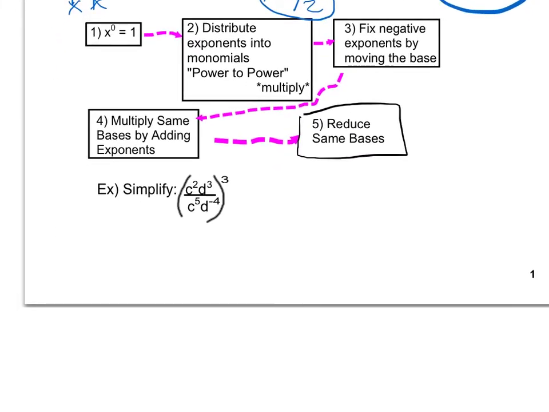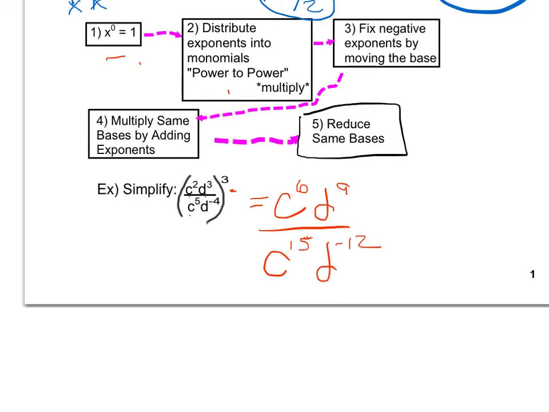I'm going to go ahead and look at the first example where I'm asked to simplify this expression. First thing I check for moving through my flow map is, do I have anything raised to the 0 power? It doesn't look like it. So I'm going to move across and ask myself, do I have anything I can distribute? Well, yeah, I do. I can distribute this 3 on the outside to every single component on the inside, giving me c to the, I multiply my exponents, so to the 6th, d to the, multiplying my exponents, to the 9th, c to the 15th, and d to the negative 12.